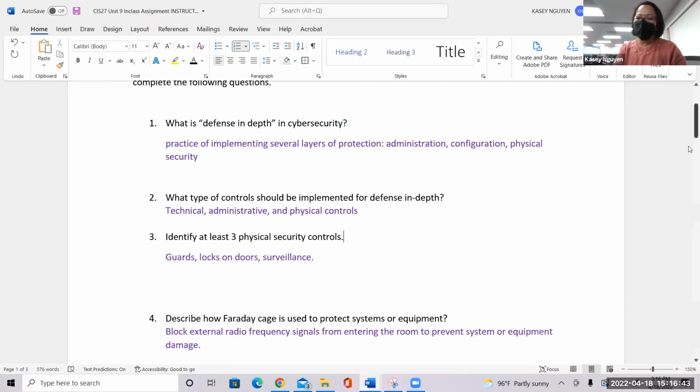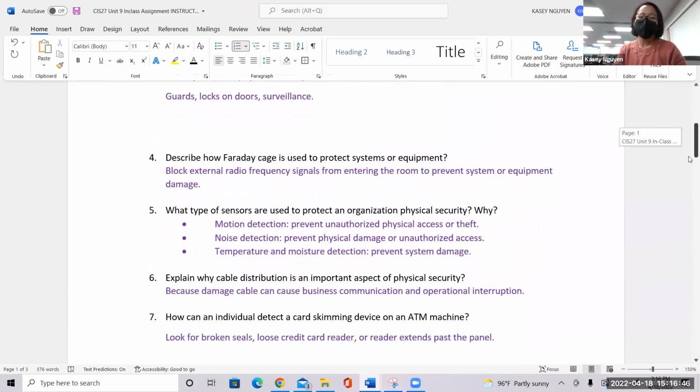Okay, so let's touch on the next few questions. The types of sensors that we can use to protect the physical security of our organization would be motion detection. That's used a lot in alarm systems, okay? Especially when you have things that are very expensive or sensitive. So as businesses operate 24/7, you can put motion detection in a certain area, like your server room, where it's not commonly accessed by a lot of people.